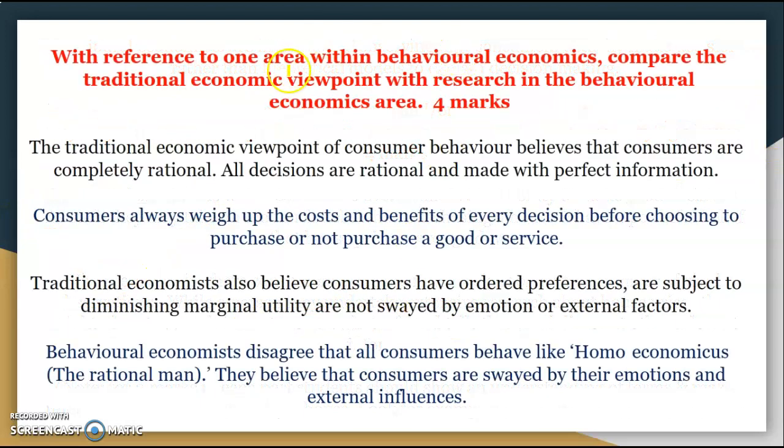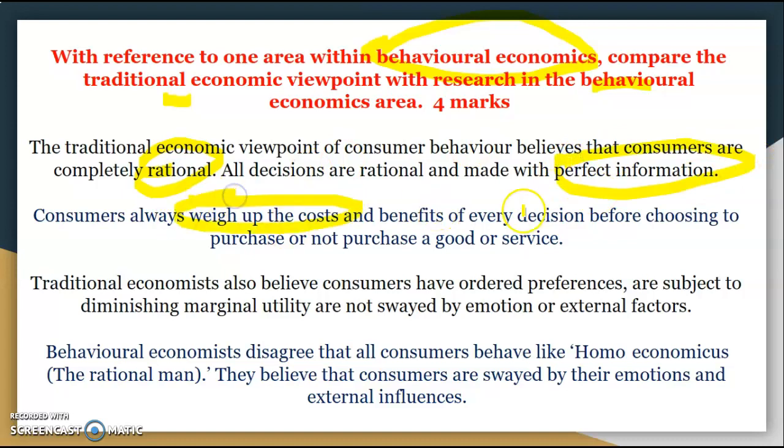Okay, so with reference to one area within behavioral economics, compare traditional versus behavioral economics. So traditional economists view consumers' behavior as completely rational. They act with perfect information, and they weigh up all the costs and benefits before making choices. We have ordered preferences, and we're subject to diminishing marginal utility. So rational, perfect information, weigh up benefits and costs, ordered preferences, diminishing marginal utility are some of your key ones. Sorry for drawing all over this slide.